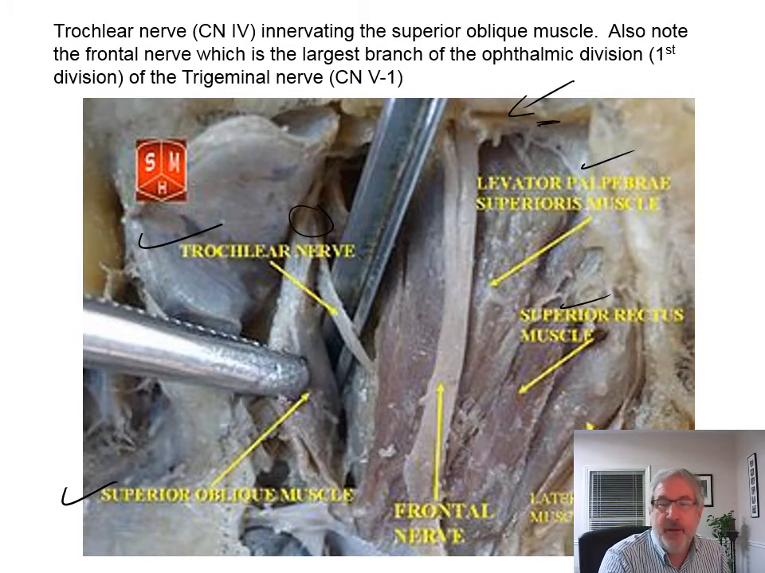of the face. And the frontal nerve down here, just to point that out, is a large branch of the ophthalmic division of the trigeminal nerve. So you don't have to know that. I'm just pointing out why that's there. Okay, next slide.